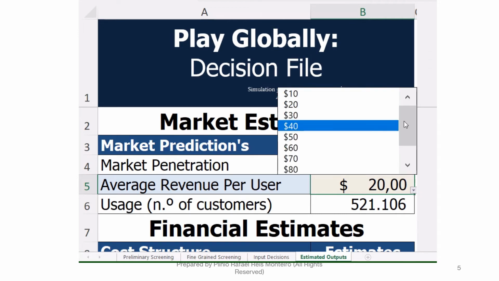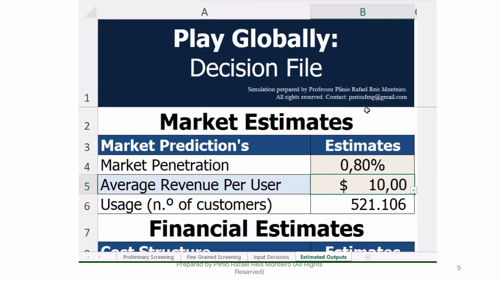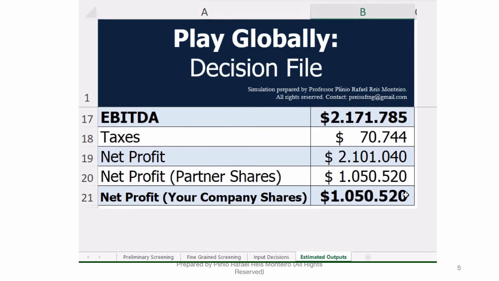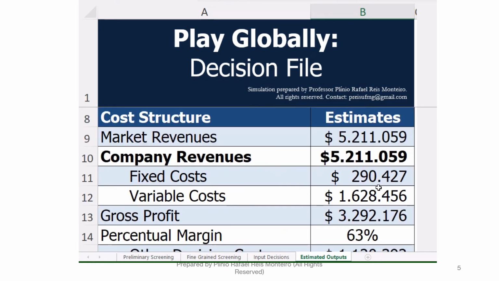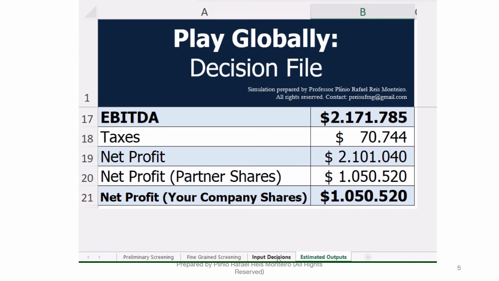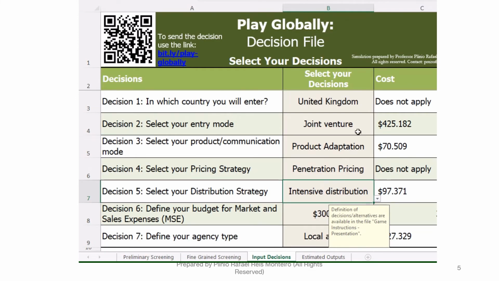In that case, I will need to reduce, for instance, my average revenue per user. And with this strategy, if I can achieve this amount of the population and they are spending this amount of money, then I can have some good profit here. So you may change some of these strategies.